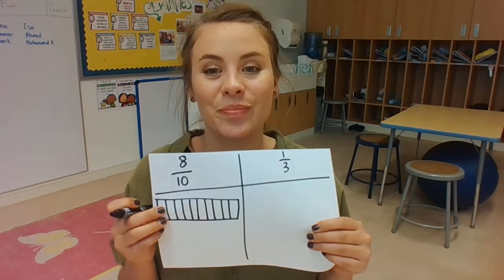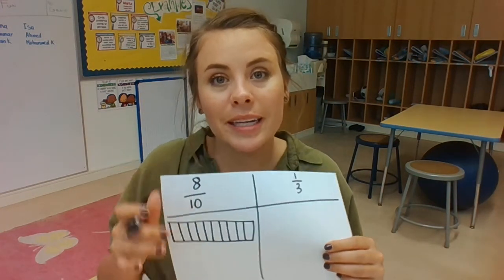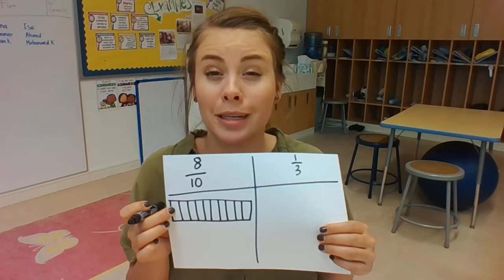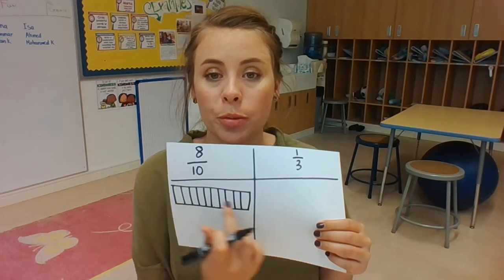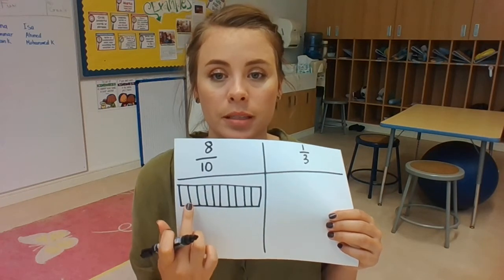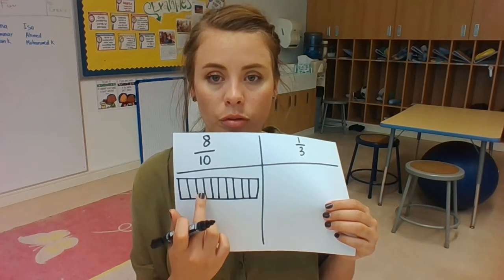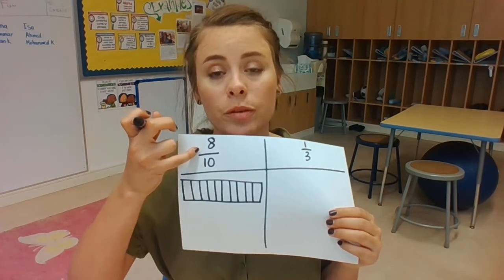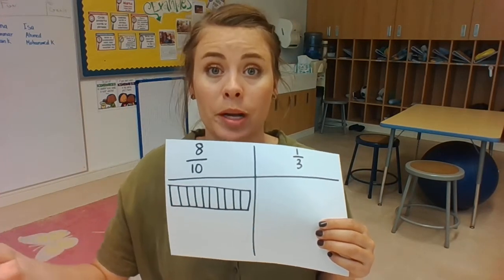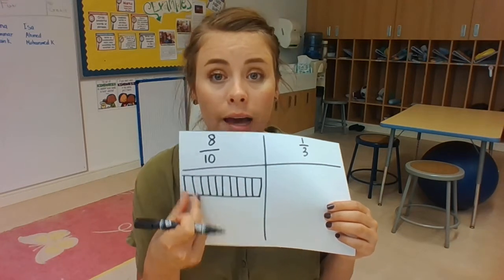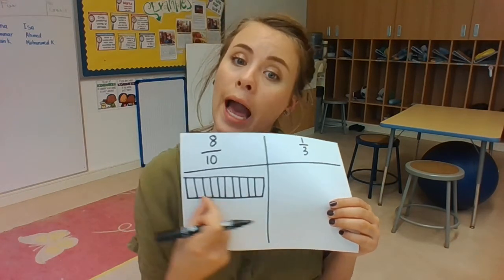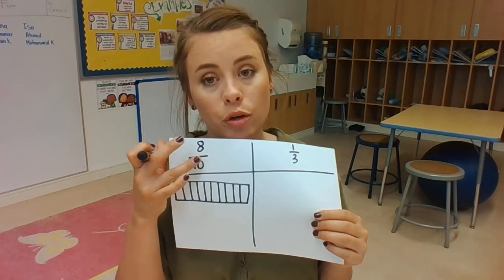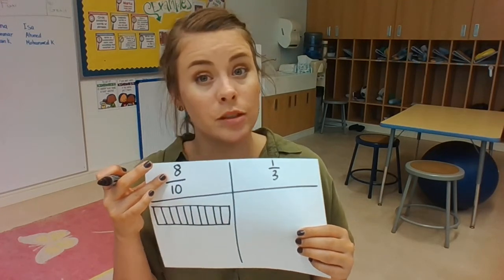Here it is. Tenths tells me I need 10 equal pieces. So I drew a rectangle and I did my very best to include 10 equal pieces. Here they are. 1, 2, 3, 4, 5, 6, 7, 8, 9, 10. The denominator told me the size of the piece, or how many pieces I cut my rectangle into. The numerator tells me a different part of the story.